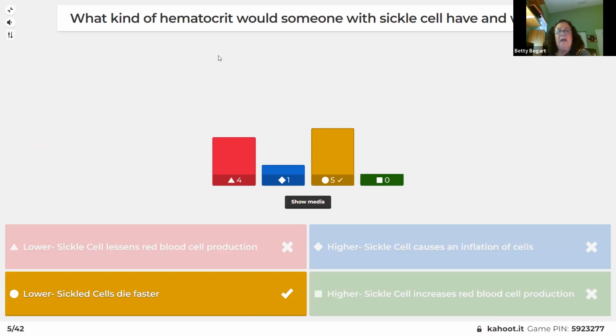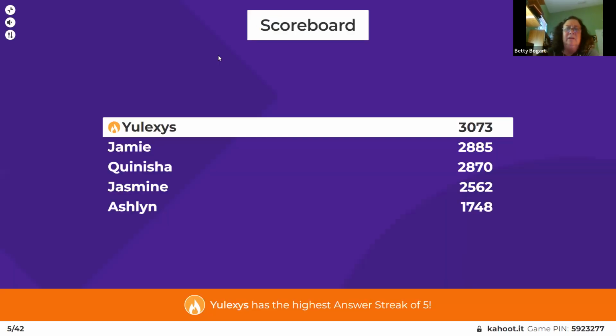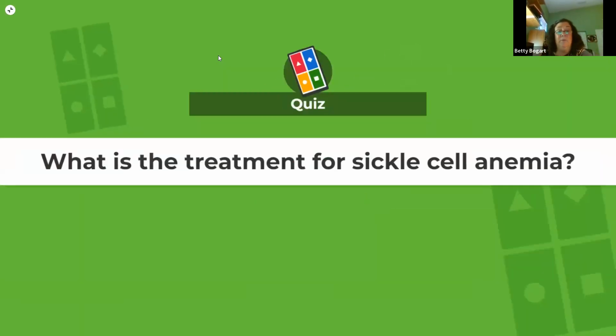So they're going to have a lower hematocrit because these cells die so quickly. Okay, the cells die. That's why I told you when they come in crisis, you're probably going to have to give blood because they're at least a 6 and 18 or 7 and 21. 7 is actually pretty good.